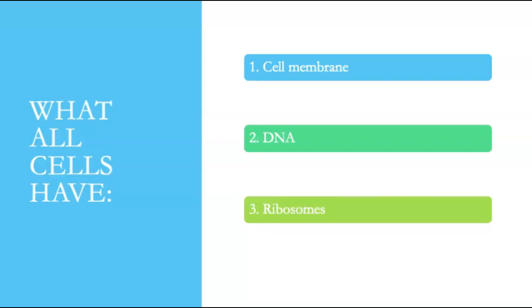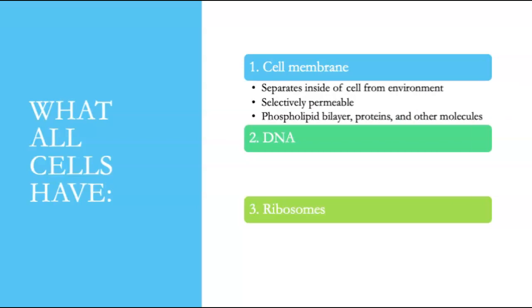So that cell membrane is going to be what separates what's on the inside from what's on the outside. That's that selectively permeable or semi-permeable membrane made out of the phospholipid bilayer with proteins and so forth. So the cell membrane is really separating what's on the inside versus what's on the outside. Seems logical that that would be an important piece of all cells.